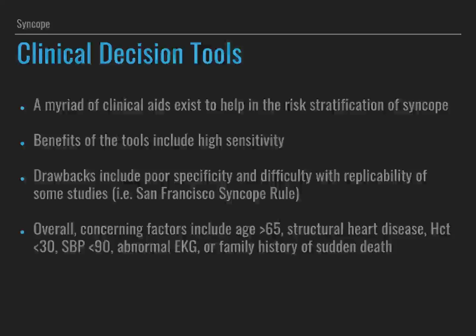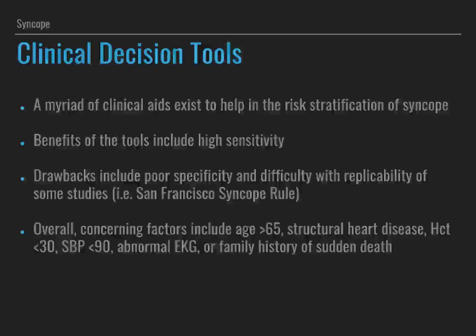So moving on, what else can we bring to the table to help aid our clinical decision making in the setting of syncope? There's a whole number of clinical aids that exist. MD Calc can be a great resource for this. There's the San Francisco syncope rule, there's the Boston syncope rule, and there's a couple other clinical tools out there. The San Francisco syncope rule is probably the most well known and can be helpful. The benefits of these tools are that they have a very high sensitivity for picking up patients that are at risk for bad outcomes or have high risk factors.